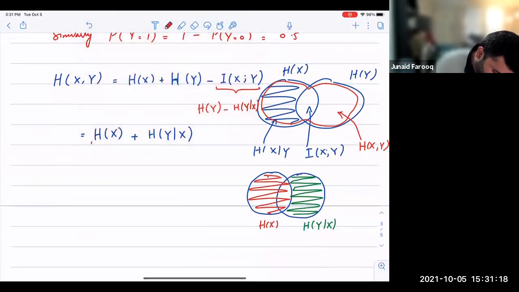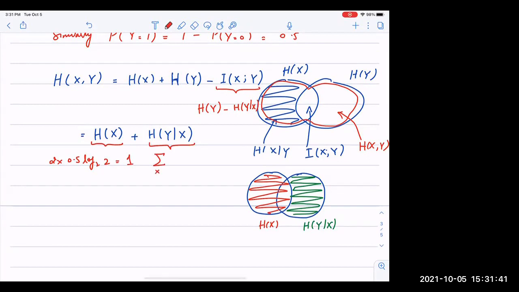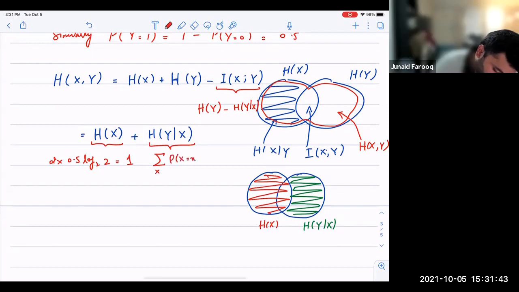Right, so this is simple, which is 0.5 log 2 of 2, right? So this is just equal to 1. Now, the conditional entropy here, we have to average it over the conditional entropies of y given x equals to x. So we have to average over x, H of y given x equals to small x.